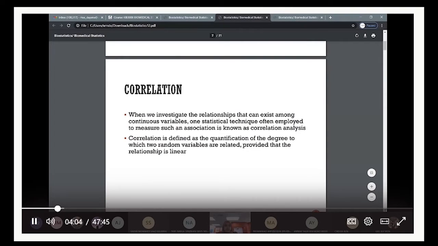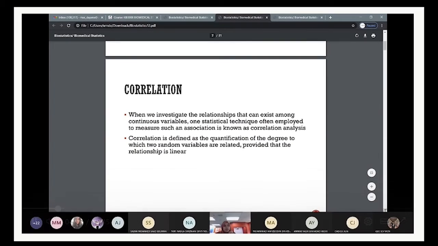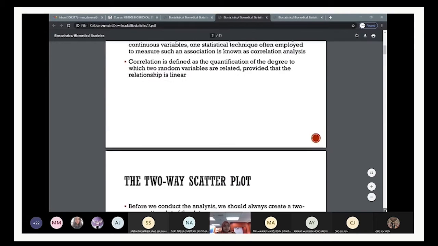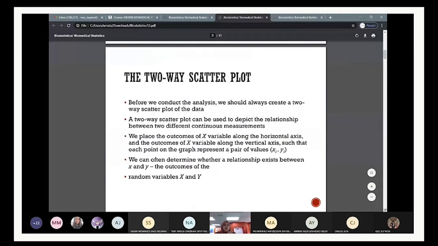So the strength is being quantified as the degree to which two random variables are related, provided the correlation is linear. Normally when one gets correlation data and wants to see the correlation, the first thing we do is plot the two-way scatter plot, because from the plot we are able to see a pattern. So at least we are able to visualize one straight line that correlates the two data.